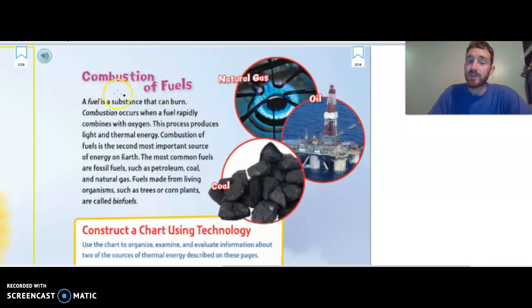But this combustion of fuel, the same thing happens in a car when we burn gasoline. We take substances like coal or oils or natural gas, like the gasoline we use for cars, which comes from crude oil.